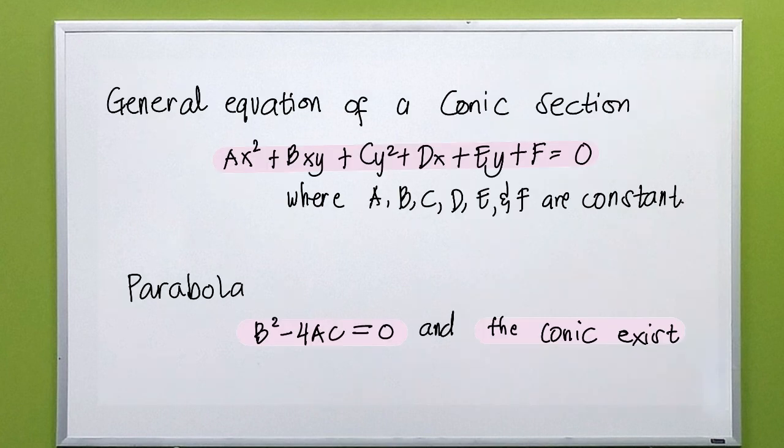From the general equation of any conic section, we can say that it is a parabola if we meet the following conditions: our discriminant is 0 and the conic exists. To further understand the lesson, let's have an example.